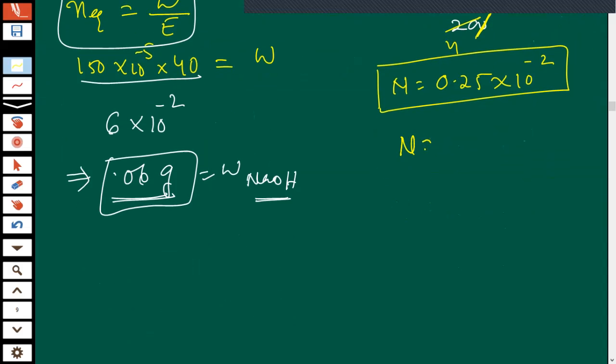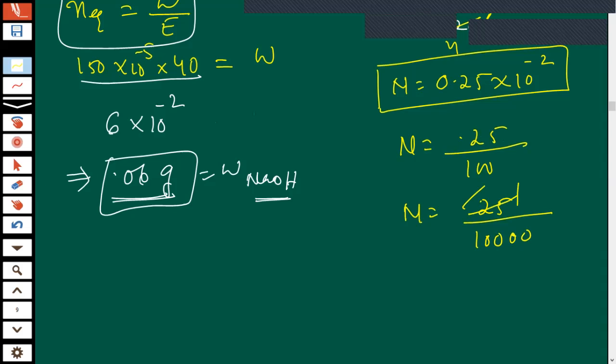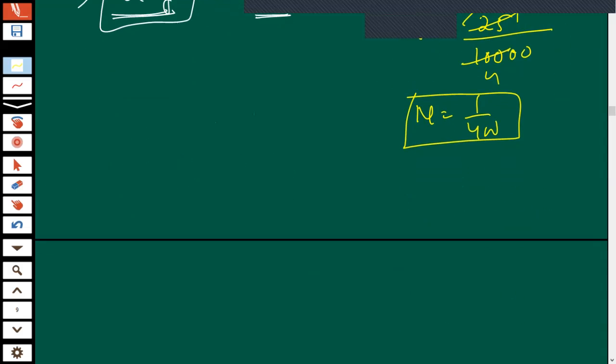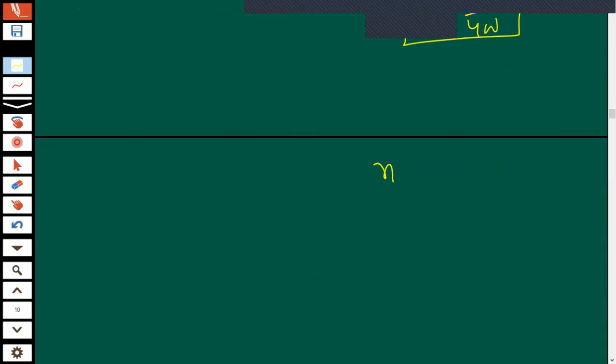Either we can write it like this, 0.25, and we can bring 100 over here, right? Or we can do it like this also. So many options they may give you, so you have to be alert. So normality can be 1 by 400 also, right? Now you calculate, use this formula: number of equivalents equals W by equivalent weight.